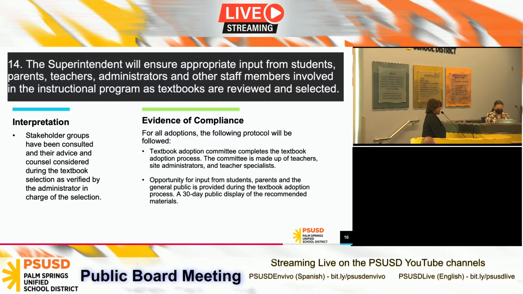Our evidence of compliance is for all adoptions, the following protocol will be followed. We have a textbook adoption committee. They complete the textbook adoption process. They evaluate the materials. The committee is made up of teachers, site administrators, and teacher specialists. However, there's also opportunity for input from students, parents, and the general public. This is provided during the textbook adoption process. And there's always a 30-day public display of the recommended materials.